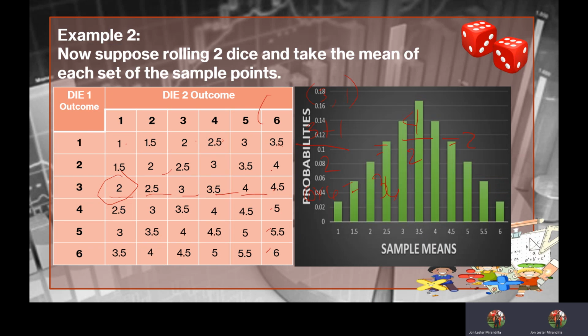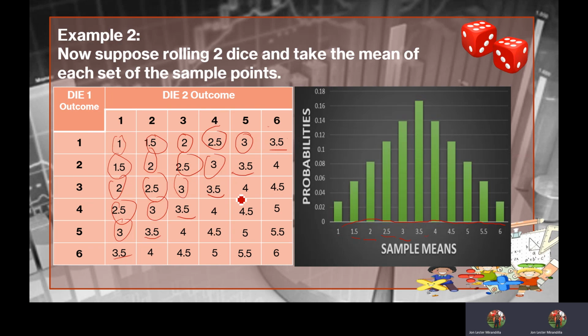So, ito yung illustration or yung sa histogram niya. Kung mapapansin nyo, dito sa ating x-axis, ito yung mga sample means. So, meron tayong 1, meron tayong 1.5, dalawa, then 2, tatlo, then yung 2.5, we have 4, then yung 3, we have, ilan? 1, 2, 3, 4, 5, then 3.5, we have 1, 2, 3, 4, 5, 6.